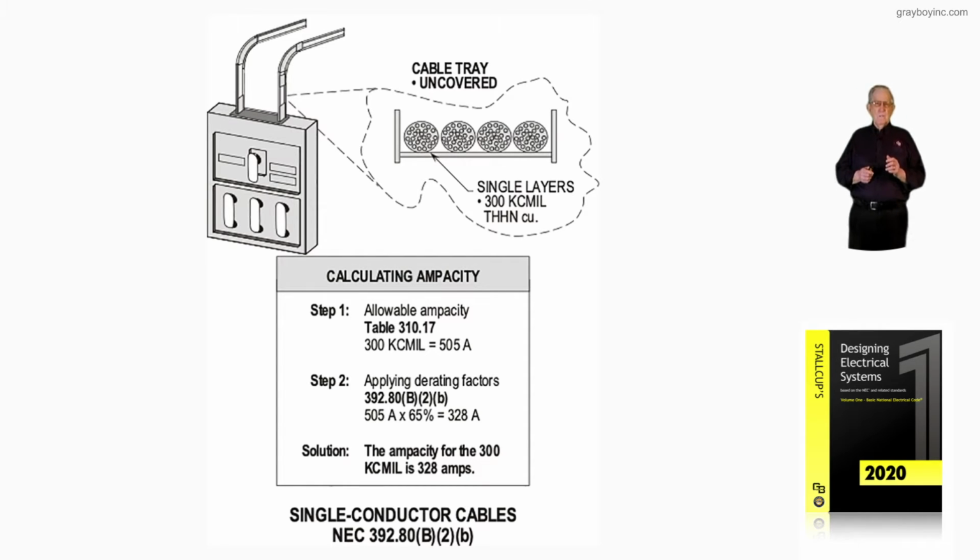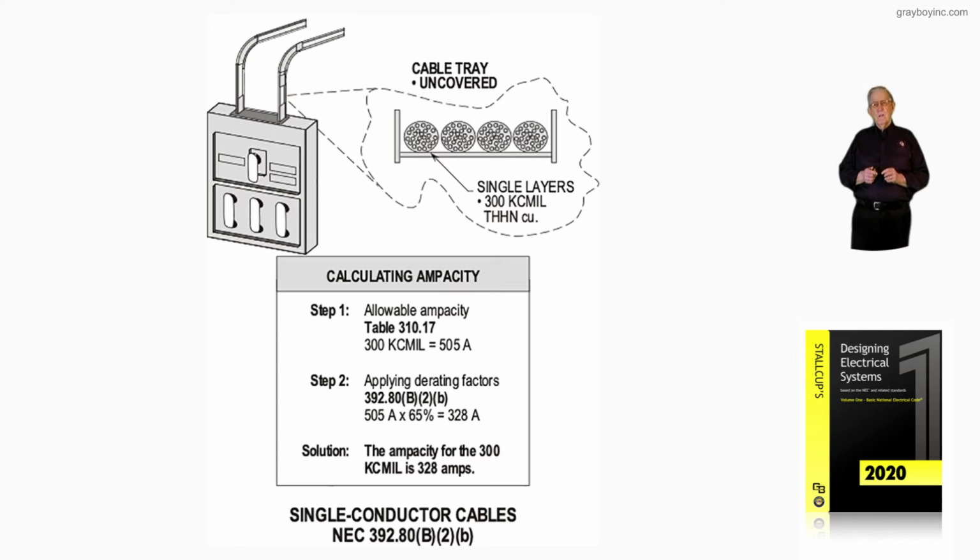So step one, according to this section we just quoted, we can use the free air table of 310.17 to obtain ampacity. So 300 kcmil, 505 amps.